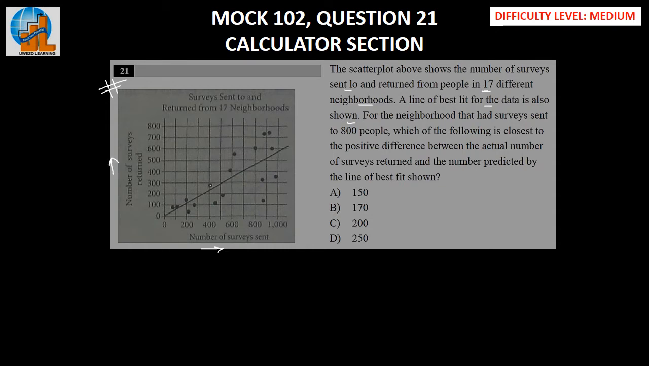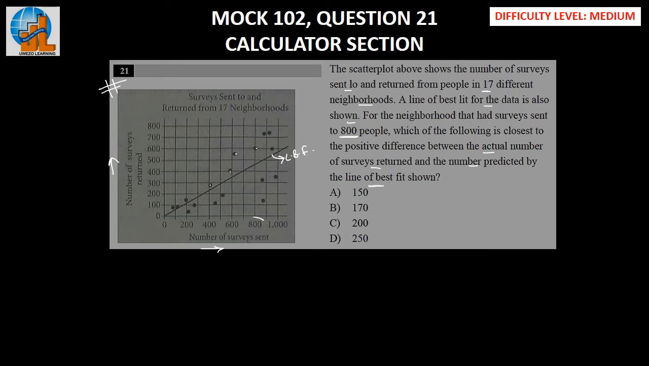Now these dots here represent the actual number of surveys returned, and we can also find the predicted number by this line of best fit. And we need to find out, for the neighborhood that had sent surveys to 800 people, what would be the closest positive difference between the actual number of surveys returned and the number predicted by the line of best fit. So let's just find out the neighborhood that had sent surveys to 800 people.